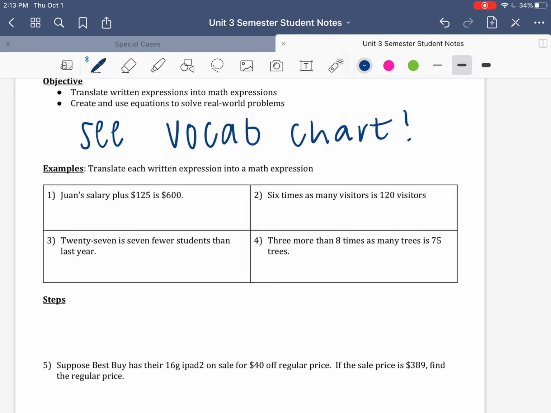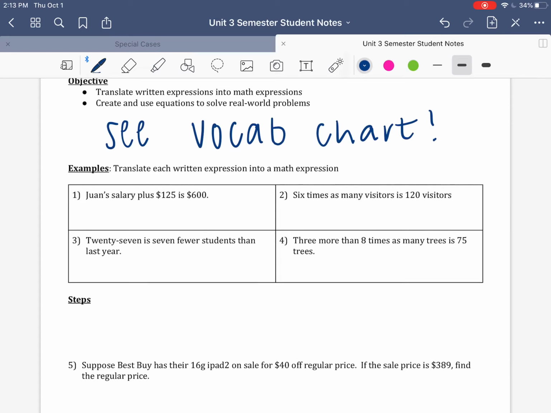So some really basic examples. We just want to focus on the translation part. We're going to translate each written expression into a math expression. So when we do this, we're going to use some variables, and we'll talk more about variables in a minute. But we're going to use some variables to represent what's going on.